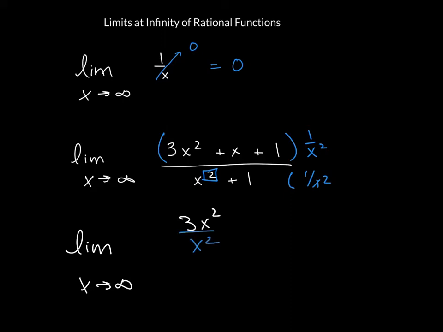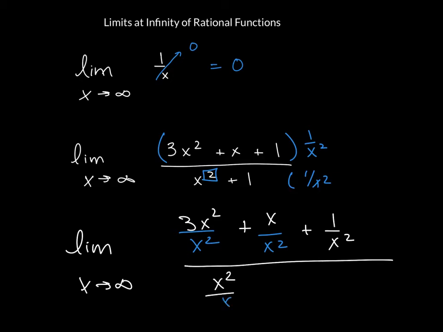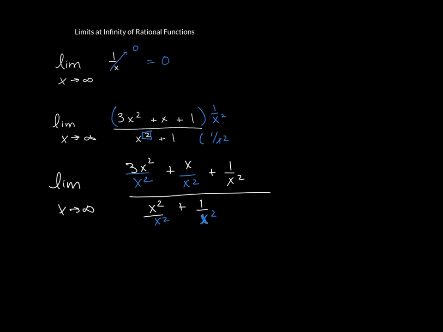Same thing here. When I do that, I'm left with the limit as x approaches infinity of 3x squared over x squared plus x over x squared plus 1 over x squared, all divided by x squared over x squared plus 1 over x squared. Now, how does that help us? Well, first let's simplify it.